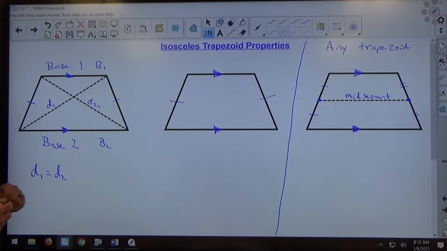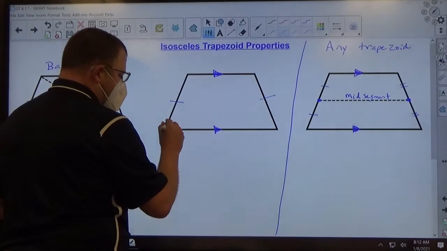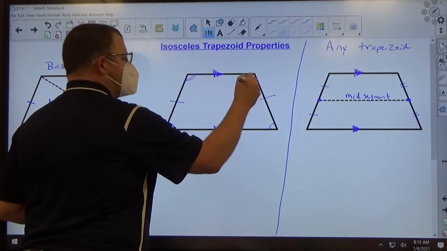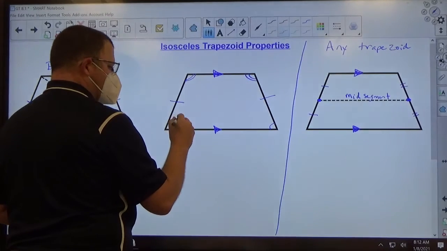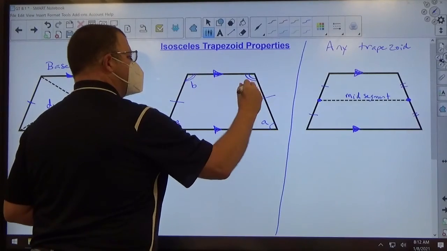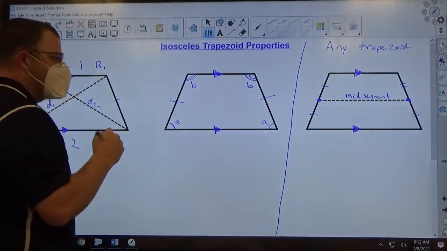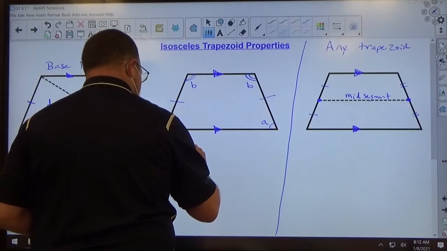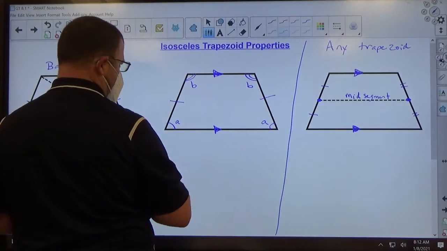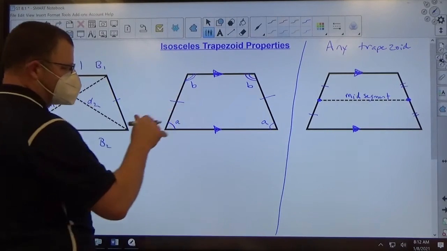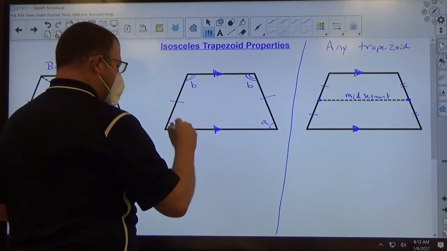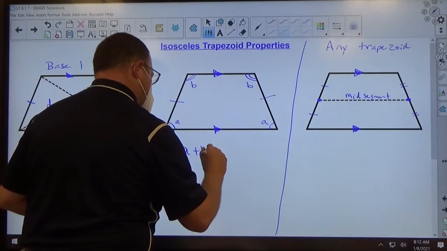The other property has to do with the angles. The angle down here is congruent to the angle down here. The angle up here is congruent to the angle up here. And if I just give them names, let's say this is angle A, and this is also A, and this is B, and this is B, as far as measures are concerned. A is the measure, B is the measure. The other property is A plus B has to be 180.